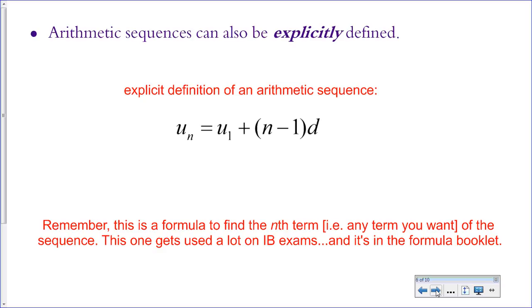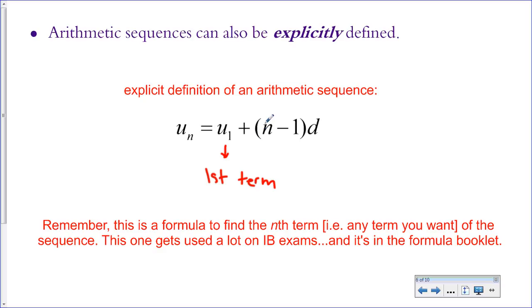So the formula for this is u sub n equals u sub 1. And it's important to just make sure you know what that means, right? That is the value of the first term, right? U sub 1 would be the value of the first term. Plus parentheses n minus 1, which n, of course, stands for the term number that you're trying to find.